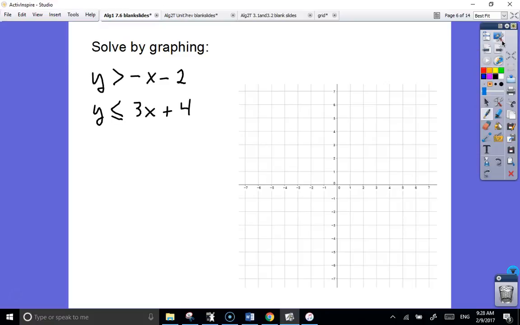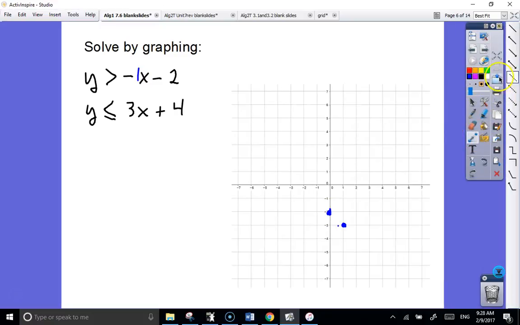Sometimes we do. So how do I graph the first one? Start at -2 on the y-axis. The slope is -1. So how should I find the next point on the line? Down 1, right 1. Should I use a solid or a dashed line? I should use a dashed line because it's not "or equal to," so that is going to look something like that. Should I shade above or below? It says greater than, so I should shade above.